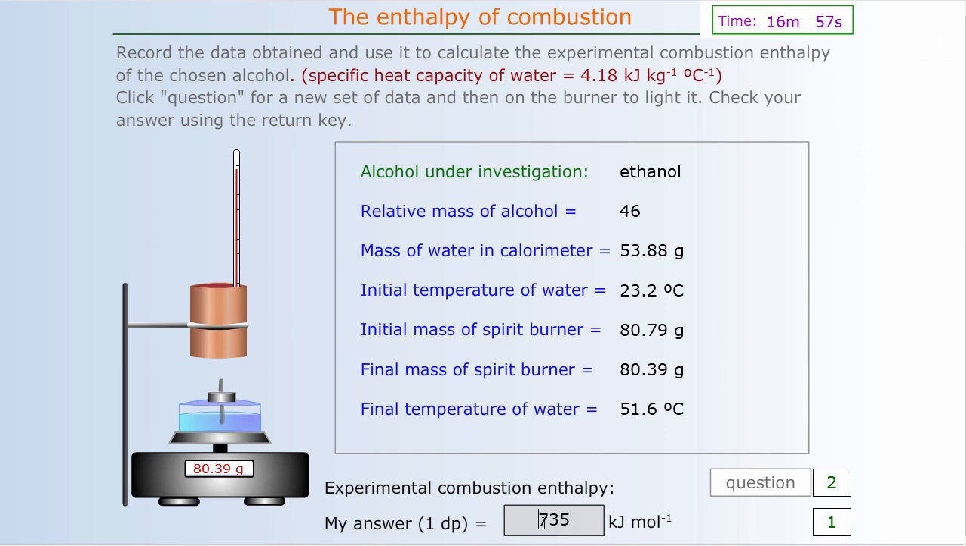Don't forget, it must be negative because enthalpies of combustion are negative. And we'll check that out, and we see yes, we've got the correct answer. So this is a way we can test the students or self-test ourselves to make sure we've got the idea of how to carry out calorimetry experiments.